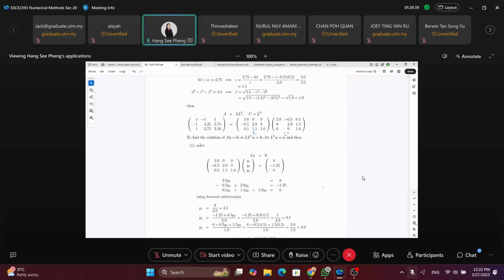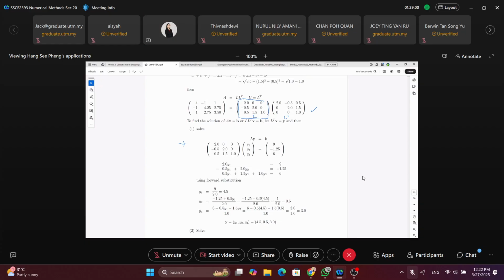And we will proceed with the same procedures. That is, we will solve for Ly equals B. So we take the L just now. If you want to skip this step, you can skip and go directly to these steps. You take the L, multiply with the y, you get the B. Solve for the y using forward substitution. If you want, you can show the detailed steps like this. Or else, you can just write down what is y1, y2, y3. Yeah, this is about the forward substitution.